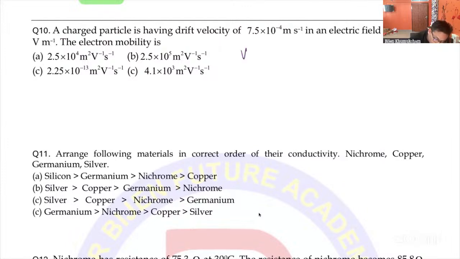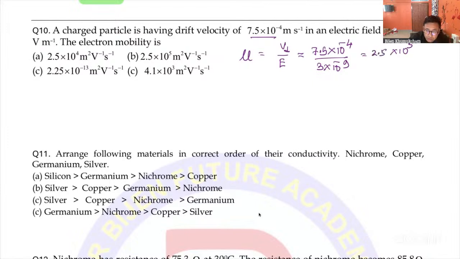We know that the drift mobility is equal to drift velocity divided by electric field. Drift velocity is given as 7.5 into 10 to the power minus 4. Electric field, 3 into 10 to the power minus 9. Don't worry about the units. When 10 to the power minus 9 goes to the numerator, it becomes 10 to the power 5. 7.5 divided by 3 is 2.5. So 2.5 into 10 to the power 5. So the option is B.